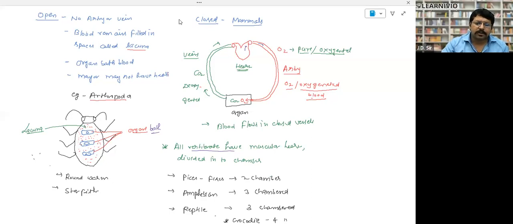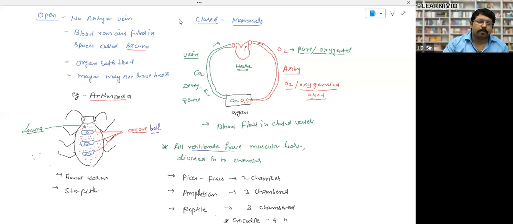Arteries carry oxygenated or pure blood. They take it to the tissue or organ. The tissue or organ takes oxygen, and in return gives carbon dioxide to the blood. The blood takes the carbon dioxide and comes back. This blood carrying carbon dioxide is called impure blood or deoxygenated blood.